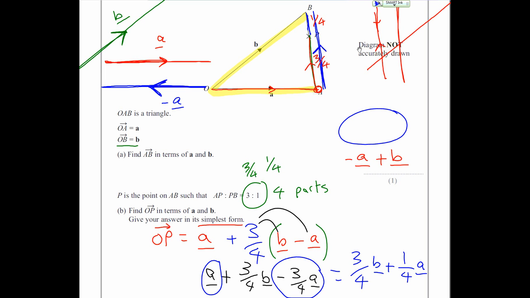That's done. That's the whole paper. Hopefully we got full marks there, but it's quite a tricky question.